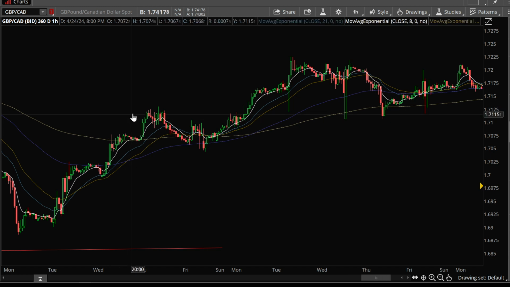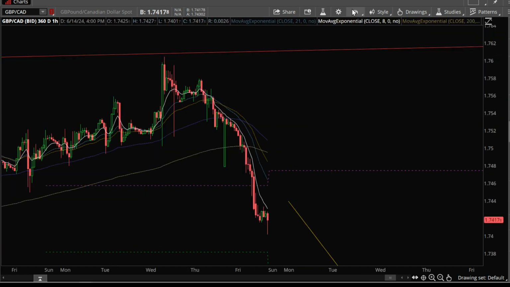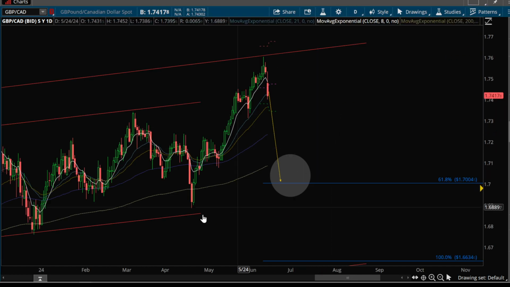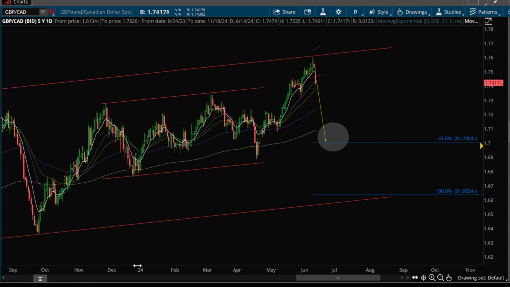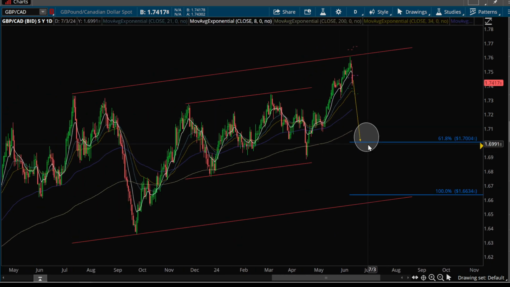Pound CAD, all right? Pound CAD daily chart. And we're getting a correction now. If we can make it down here, I don't know if we're going to make it down to the 618, but if we do, it's going to be a great trade, right? Because here's your potential running flat.